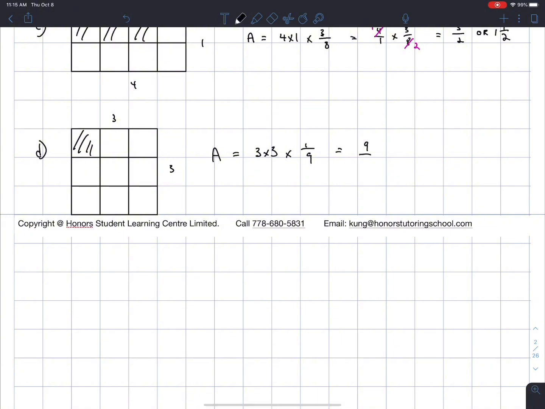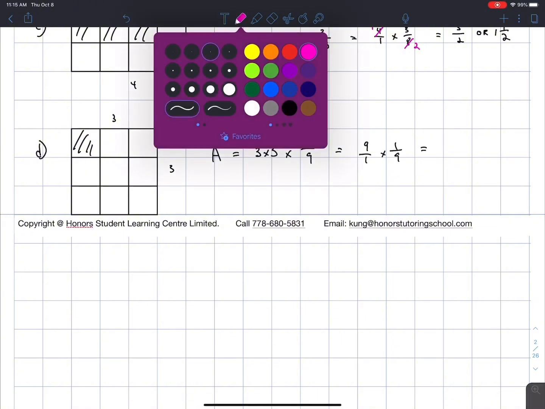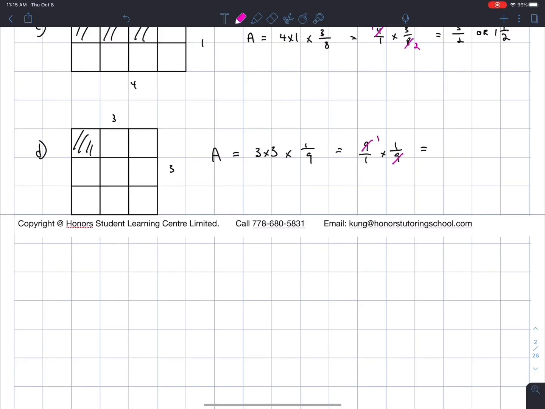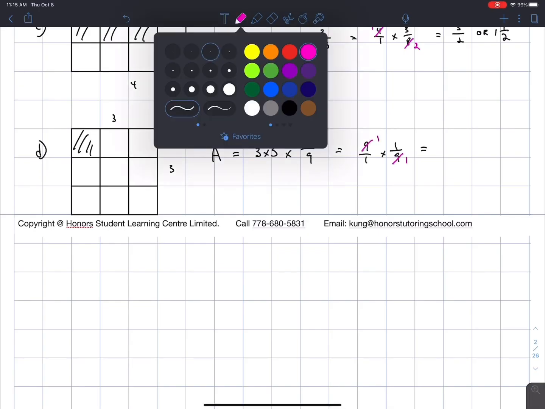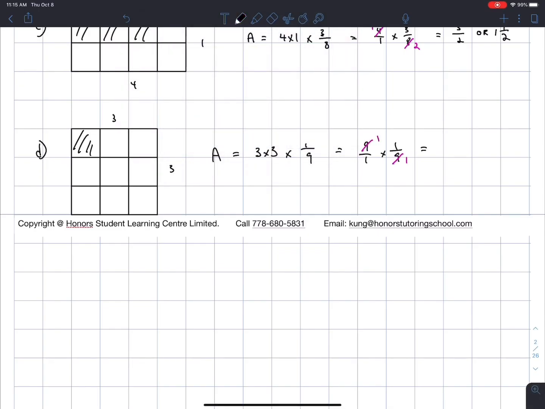I can say this is 9 over 1 times 1 over 9. I can divide the numerator by 9 to get 1 and the denominator by 9 to get 1. So I end up with numerator 1 times 1 is 1, denominator 1 times 1 is 1, and 1 over 1 is just 1.